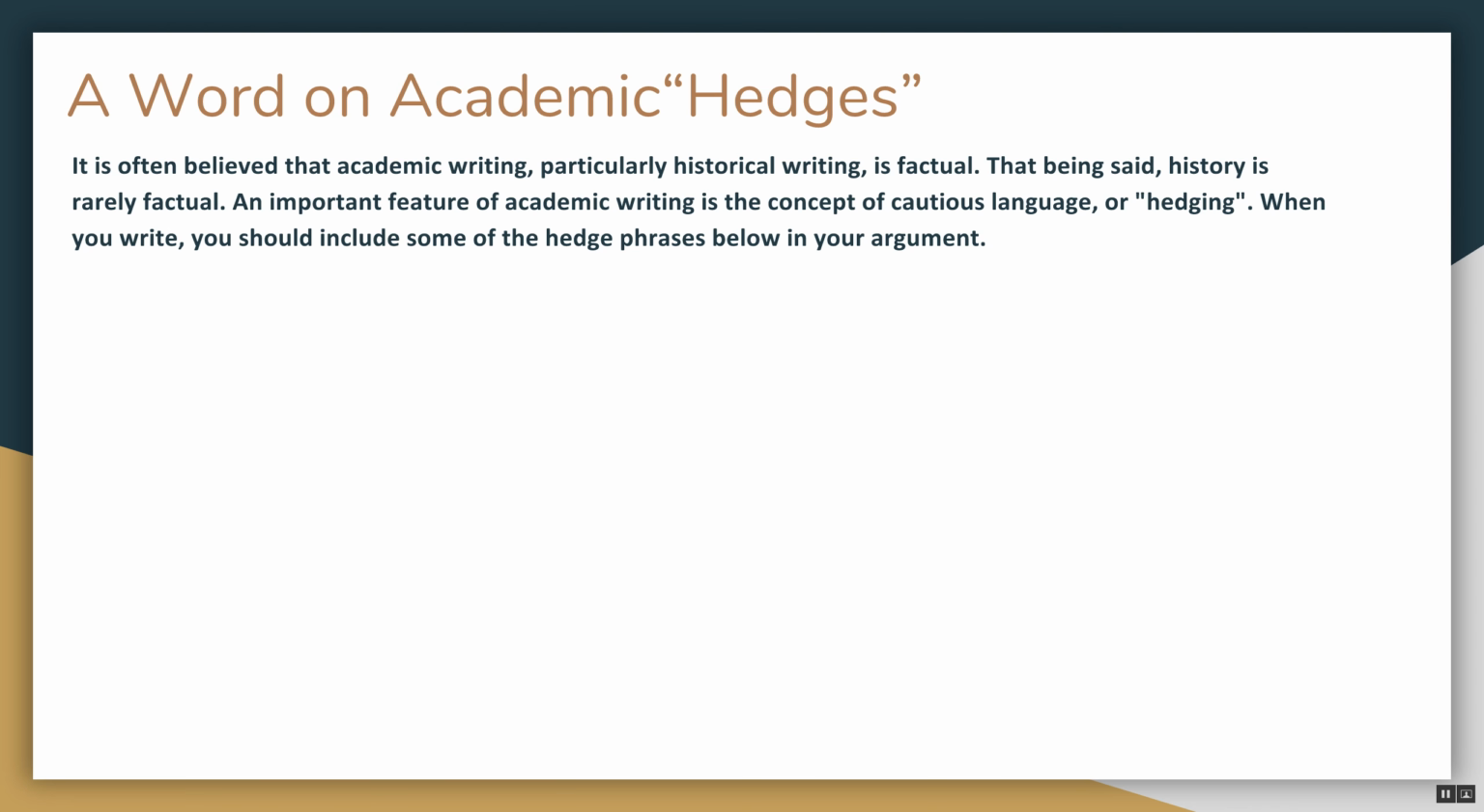And finally, a word on academic hedges. It's often believed that academic writing, particularly historical writing, is factual. You guys were raised on that, right? Textbooks are fact. That's not true. History is rarely factual. So an important feature of academic writing is the concept of cautious language, or hedging. This isn't just for history, it's also science, English. Okay? When you write, you should include some of the following hedge phrases below in your argument.